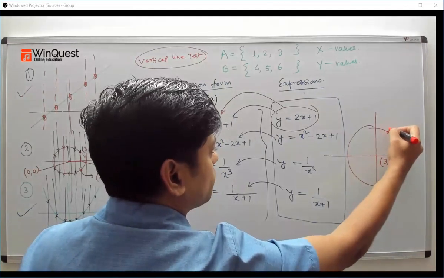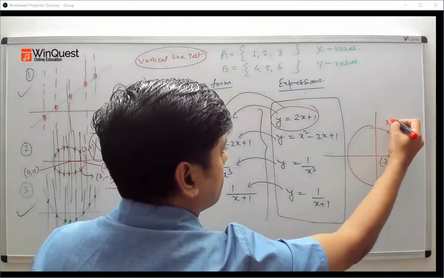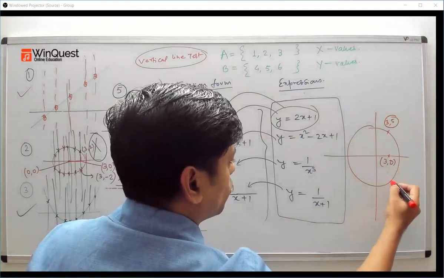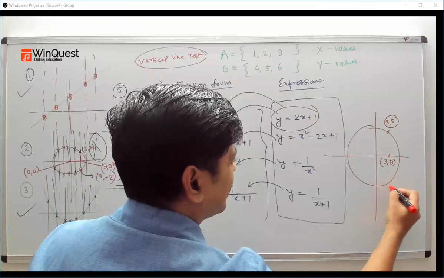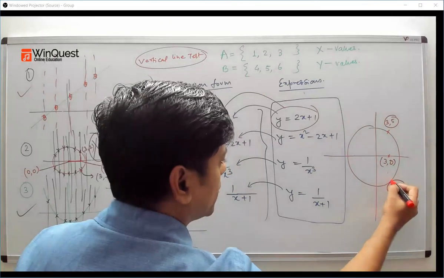This, for example, becomes 3, 5. And there is also one more value, which is 3, minus 5. How many of you understood this point?